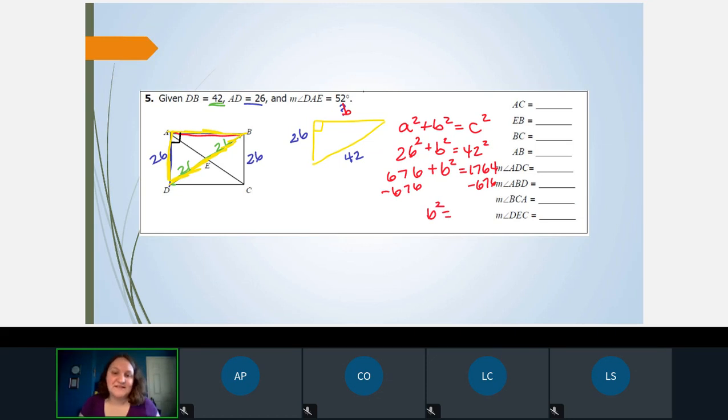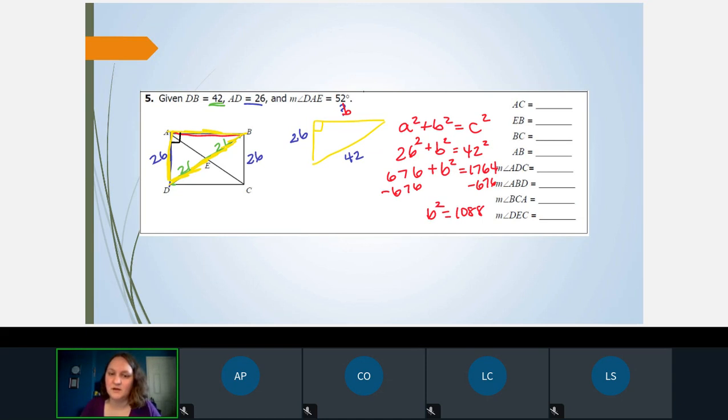I'm going to subtract 676 from both sides. You'd think I would have this memorized by now. 1,088. And now I want to get rid of a square. Kind of alluded to this a minute ago. How do I undo a square?